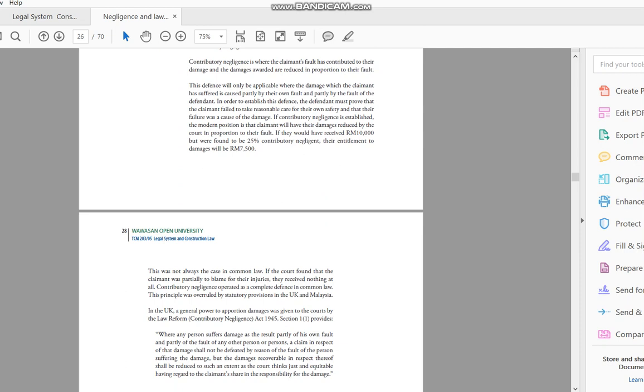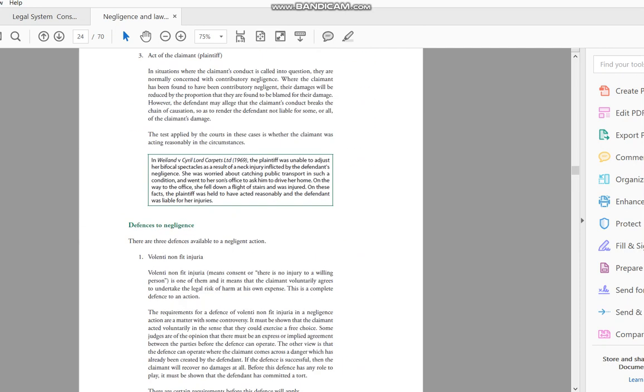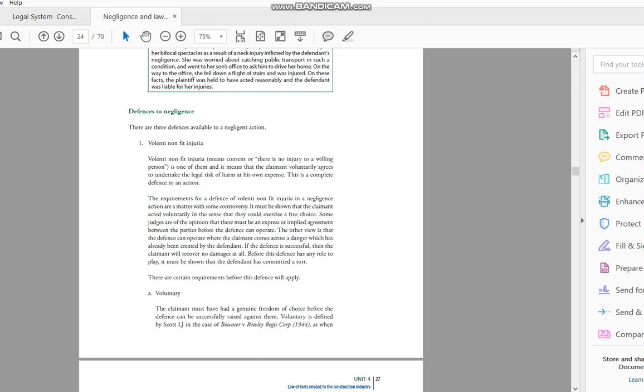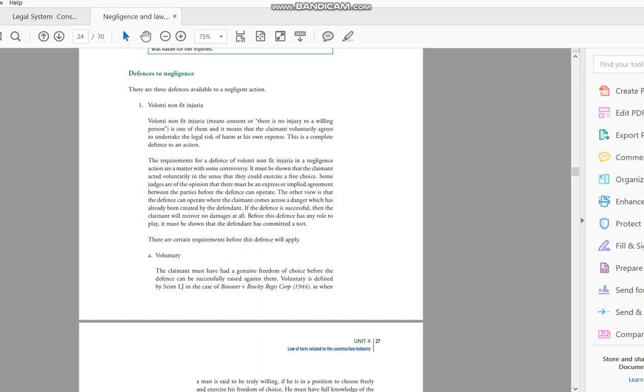So this is contributory negligence, and also voluntary assumption of risk, we call it volenti non fit injuria, because there's no injury to a willing person. It means that the claimant voluntarily agrees to undertake the legal risk of the harm at his own expense. So once you start to make a claim, you're already taking up the risk. You're acknowledging that you are being harmed. If there are any issues later on that come back to bite you, you cannot say that you didn't know about it. That is what we're saying.